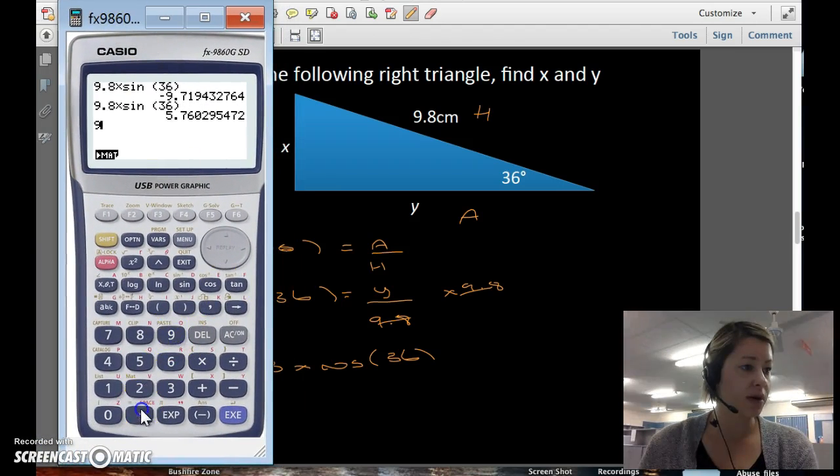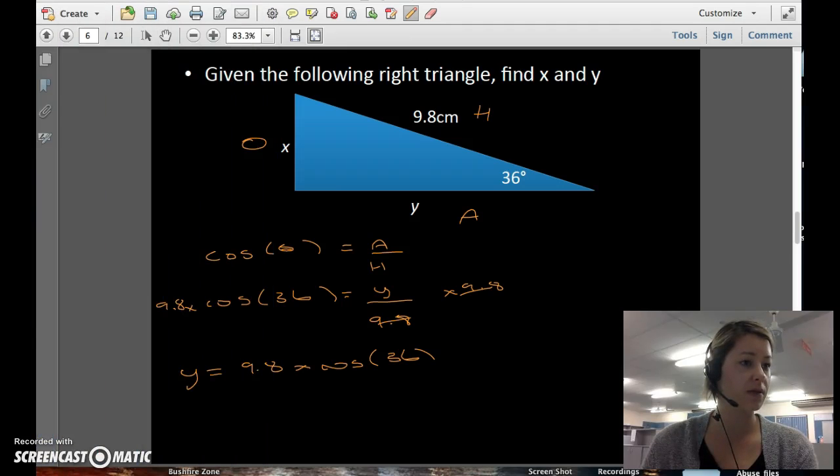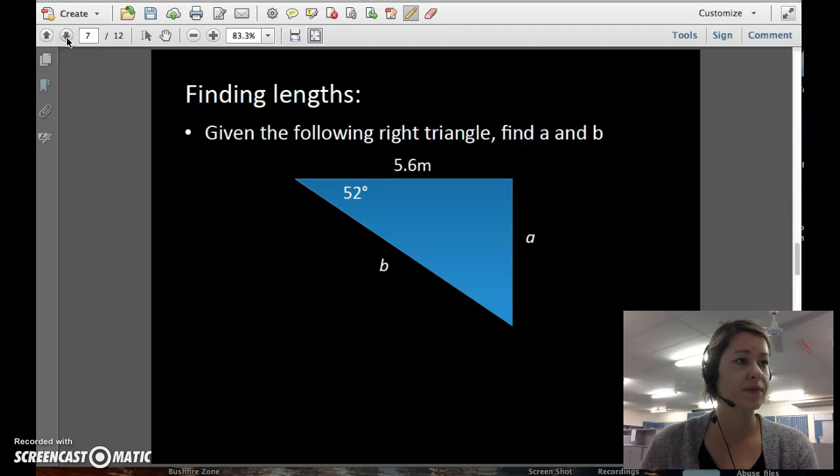So I get 9.8 times cosine of 36 degrees. Okay, and I end up with, to two significant figures, y equals 7.9, and our units are in centimeters. Okay, let's look at another example.